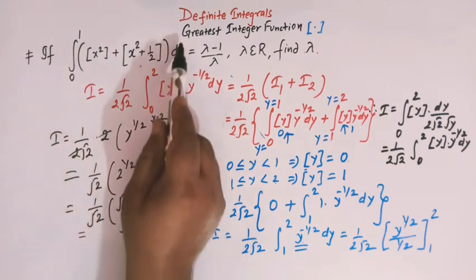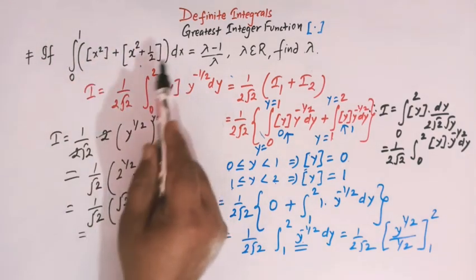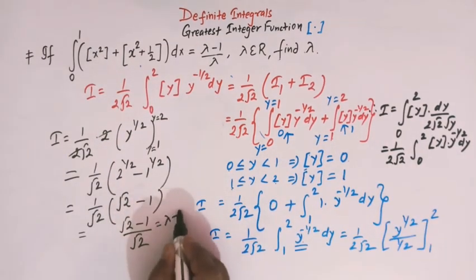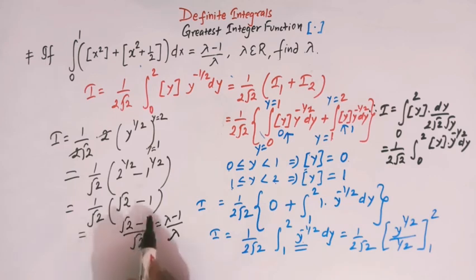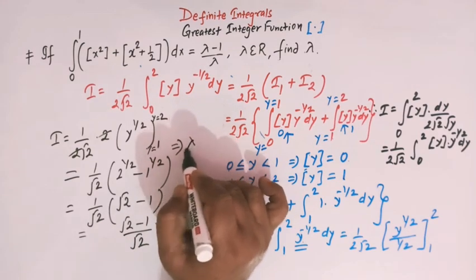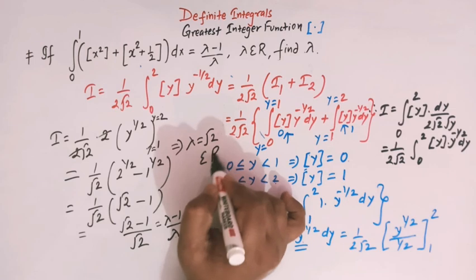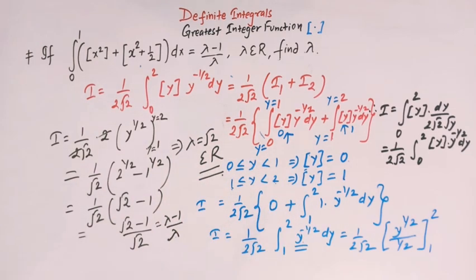And see, in the given problem, the value of this integral is given to be lambda minus 1 over lambda, right? So the value of this integral is square root of 2 minus 1 over square root of 2, and if we compare this expression with this one, that is lambda minus 1 over lambda, then we can easily make out that lambda is equal to square root of 2, which is obviously a real number, right? So viewers, this is how we solve this important problem by making use of one important property of the greatest integer function.